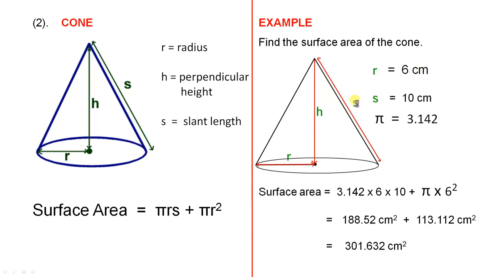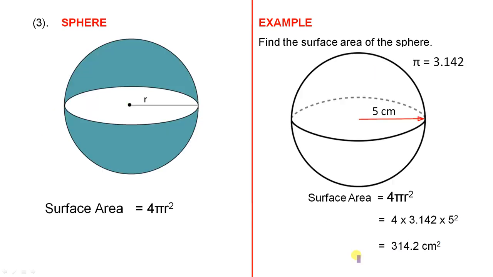So find the surface area of the cone where the radius is 6, s, which is the slant side, is 10 centimeters and pi is 3.142. So the area is pi rs plus pi r squared. That gives you those two answers there, and this is using the calculator, which gives us an answer of 301.632 square centimeters.